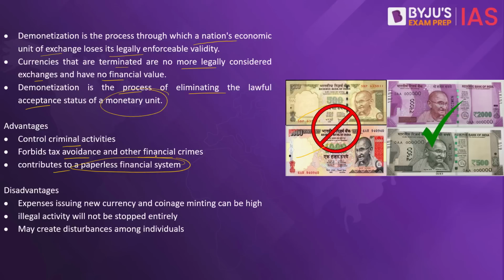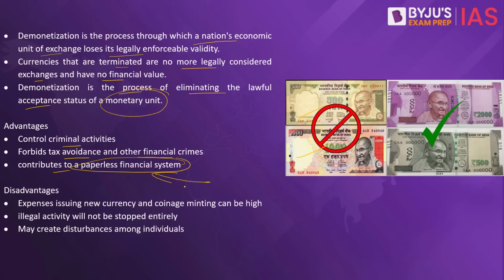So what were the objectives as to why demonetization was introduced in 2016? One is to curb corruption. Second was to prevent counterfeiting. Third was to prevent terrorist activities. And fourth, as we discussed, is to make sure that people shift to the digital mode of payment.